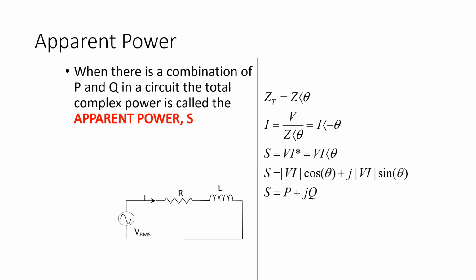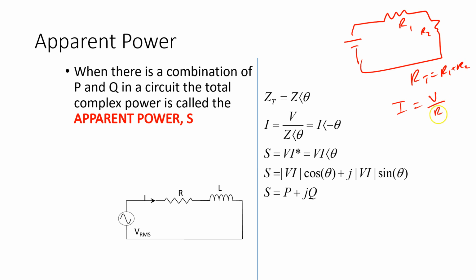So when we have a combination now of P and Q in the circuit, then we could find the total complex power, the total apparent power directly. And we could do this just like we would do in a DC circuit. When I have a DC circuit with two resistors, R1, R2, I say RT is equal to R1 plus R2, and then I could find I is equal to V on RT and P is equal to VI. I could do the same thing here.